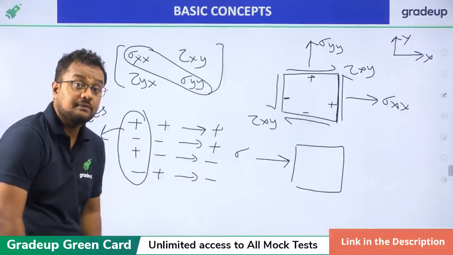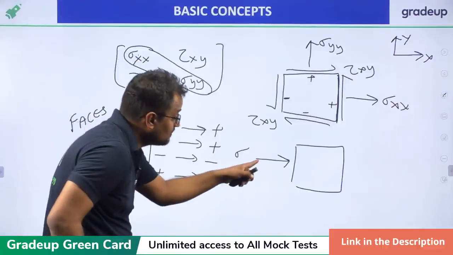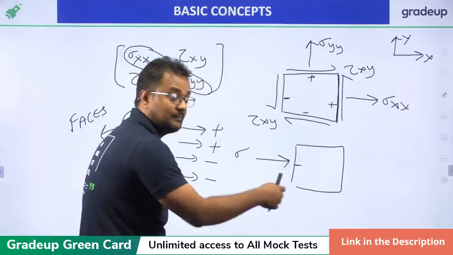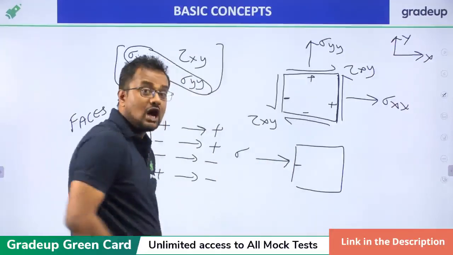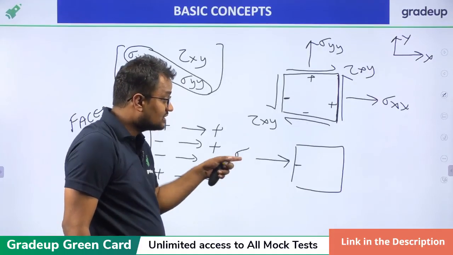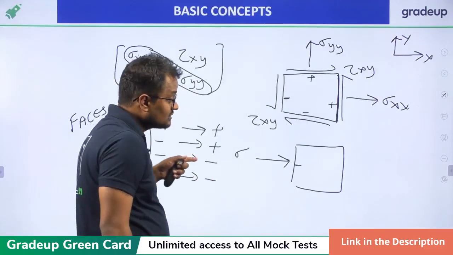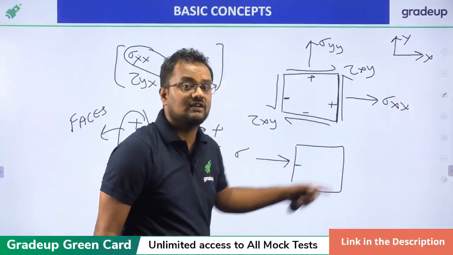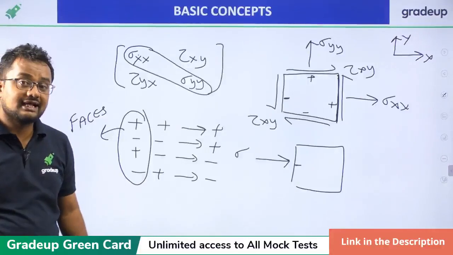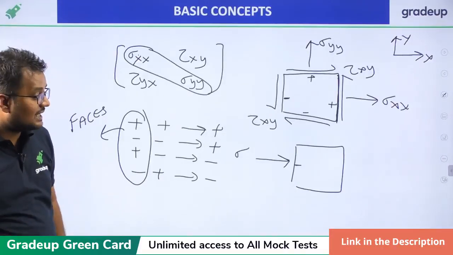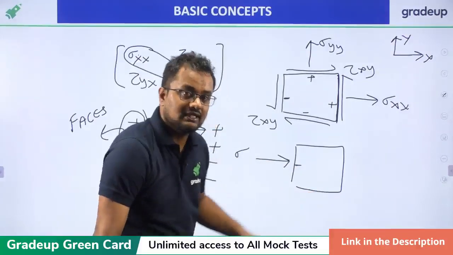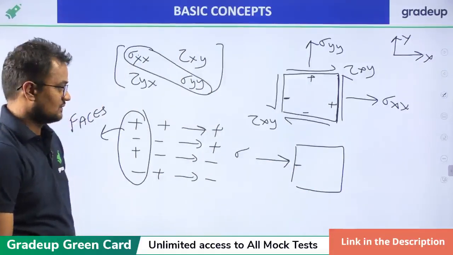This sigma is on a negative face. Why is it negative? I am again repeating, because the outward normal to it is in the negative direction, and the direction of this stress is in the positive direction. So it is acting on a negative face and the direction is positive, so it will be a negative stress.